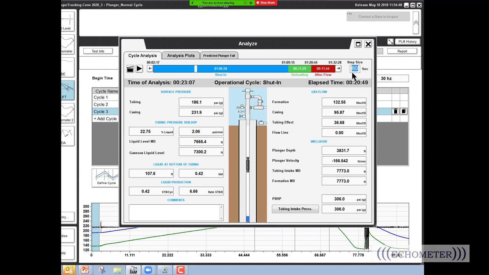We can set this to, let's say, 3 seconds, 3 second steps. And I can say replay it. And so here's the plunger falling in a well. And here's the real-time calculations changing. Here's the flow rates. Here is the plunger depth, plunger velocity, bottom hole pressures, liquid in the tubing, percent liquid.